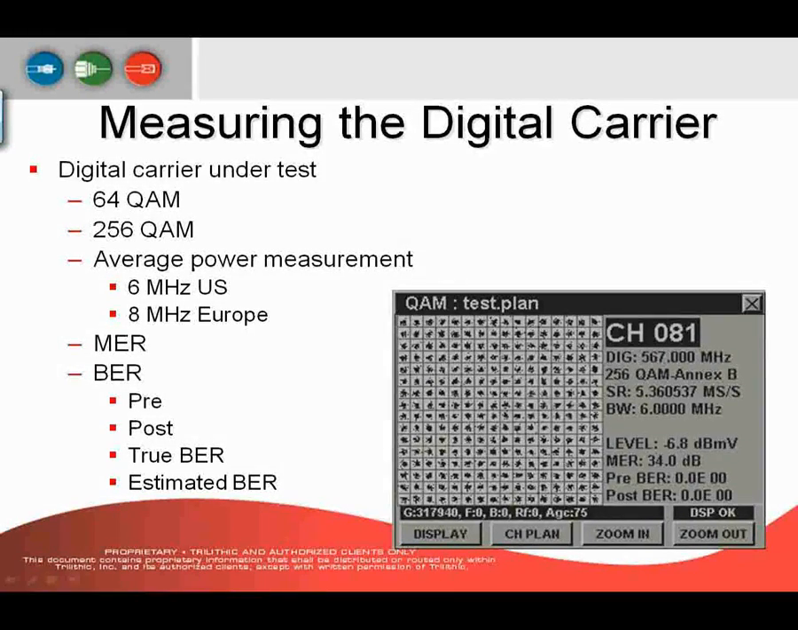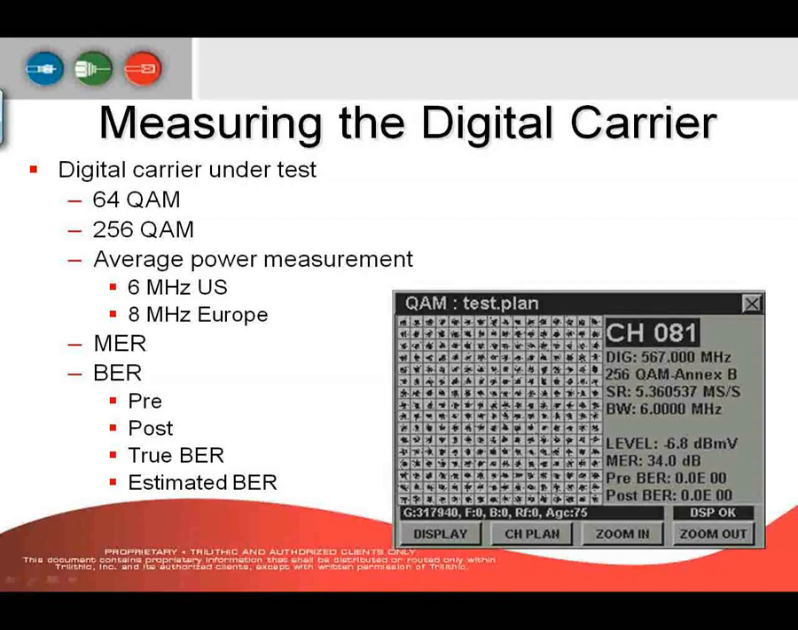Now, we've covered a lot of things. We've talked about different types of tests that can be measured, digital carriers under test, 64 QAM, 256 QAM, and remembering that when you're measuring your QAM carriers, you're looking at the average power measurement of that particular QAM carrier.